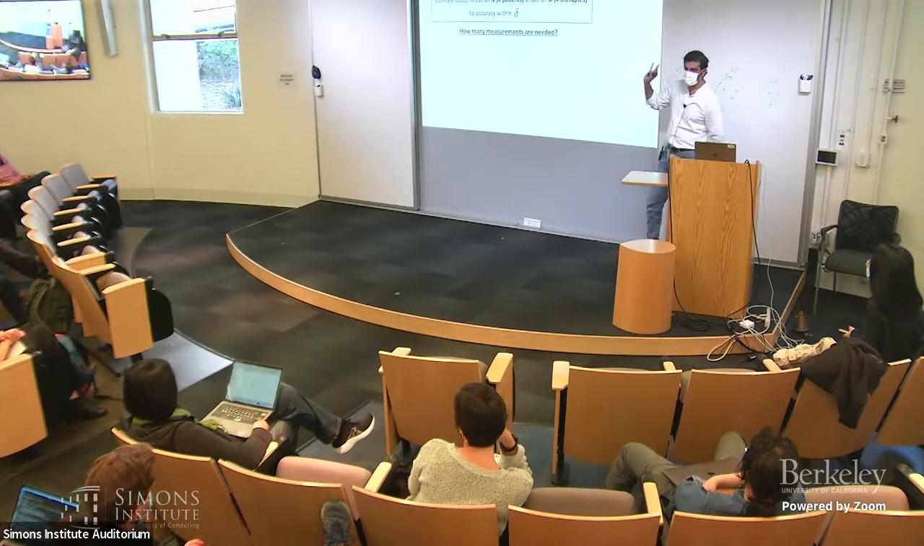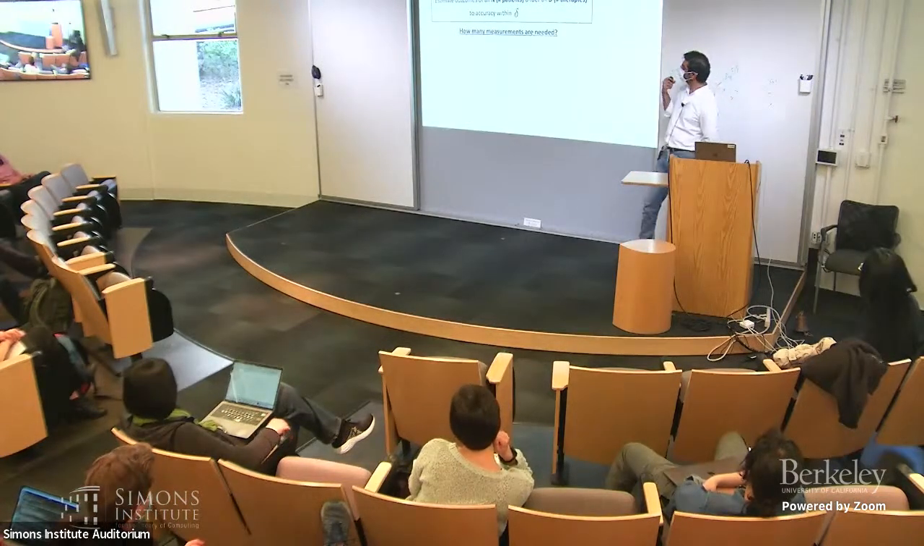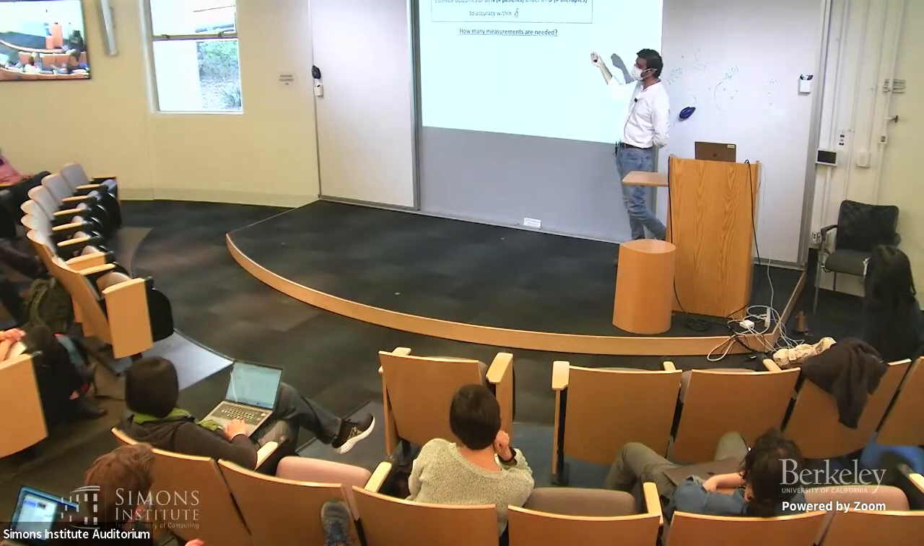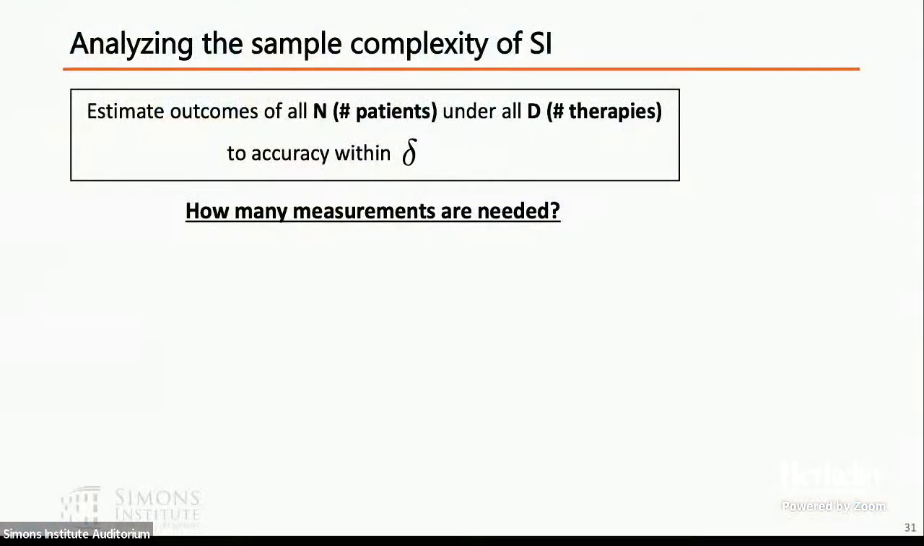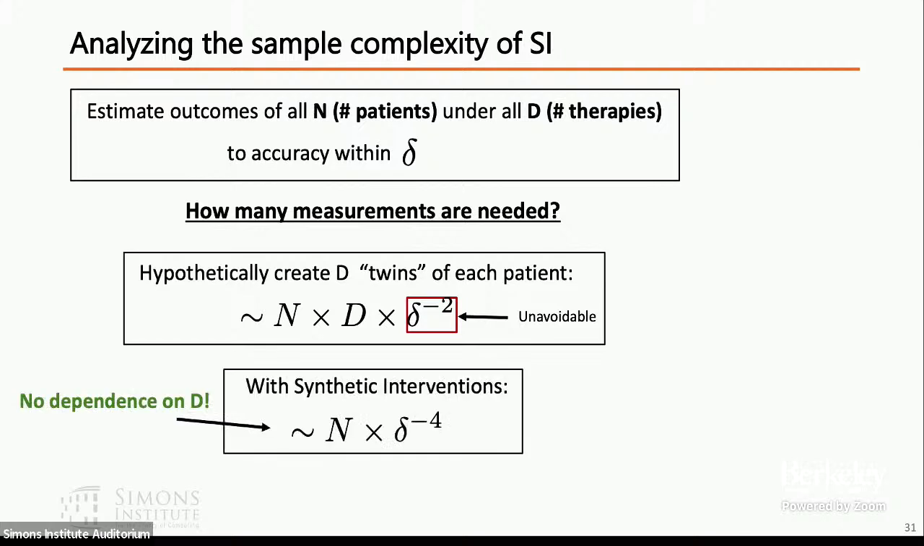And so just to interpret, that's a lot of math I've thrown at you. What does that really mean? What it means to me at least is that if you have n patients and D therapies, I want to estimate those outcomes of all n patients under all D therapies to accuracy within delta. Say hypothetically, you could create D twins of each patient. The number of samples you would need to be able to do that is n times D times 1 over delta squared.